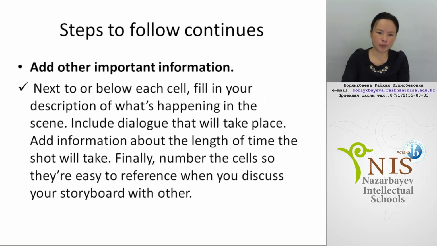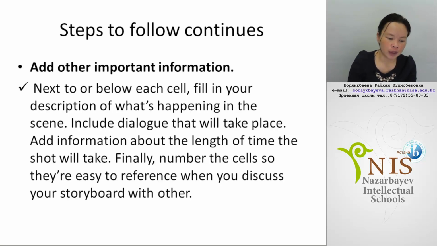Another point that is important: below each frame or each cell, as we call it, fill it up with the description of what is happening. Include the dialogue. So if you have people who are talking, add information about the length of time. So each frame, how long it should be. And as we mentioned before, if it is a commercial or advertisement, then you are using only 2 seconds per frame, and the frame number should be no more than 15. Finally, number the cells. You have the special box provided for numbering the sequence.